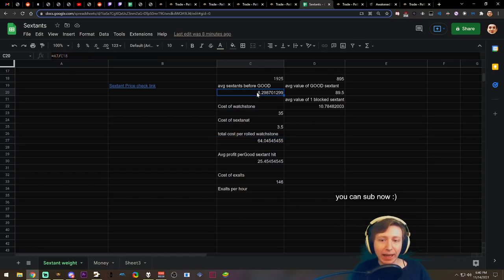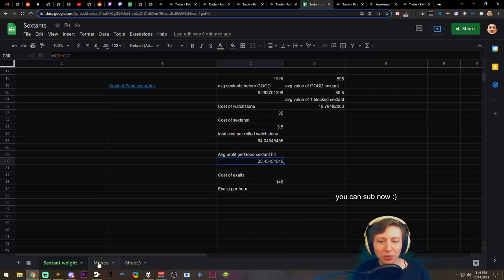Because it takes an average of 8.3 sextants until you hit a good one, and you have to buy the watchstone for 35 chaos, the total cost is going to be 64. Now, the average profit of a good sextant hit is going to be 25 chaos here, which is very nice. So every time you hit a good one, you should expect about 25 chaos profit on average. This was taken by subtracting all this math in the Google Sheet. You can check it all out.